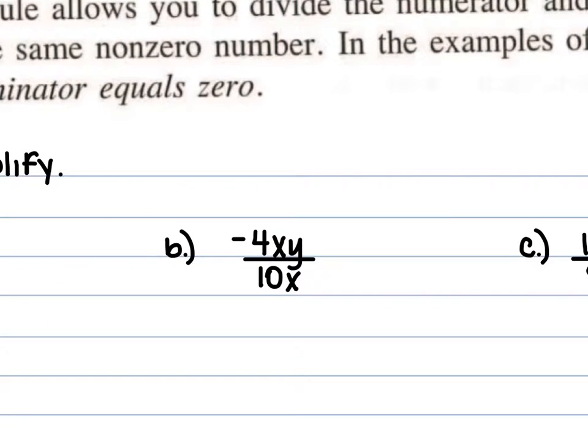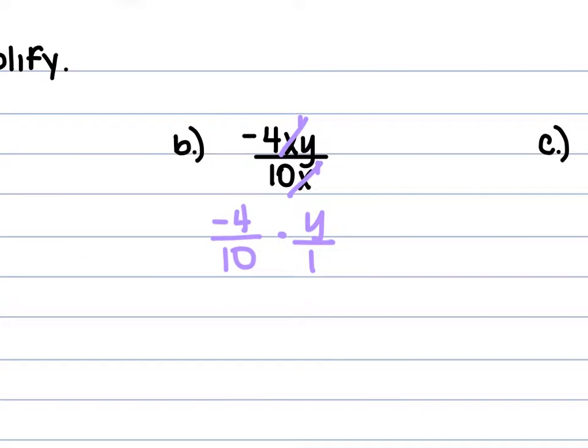For B, we have negative 4xy over 10x. Our rule with variables, if we are dividing them, we are subtracting the exponents that are attached to them. This x does not have an exponent on it, it's just a 1 for both of these. So because you have an x over an x, they would cancel each other out, and the only thing you have left is that negative 4 over 10 and that y over 1. So that negative 4 over 10, we can divide both of those by 2, and we end up getting negative 2 over 5. That y stays on top with the 2, so it's negative 2y over 5.